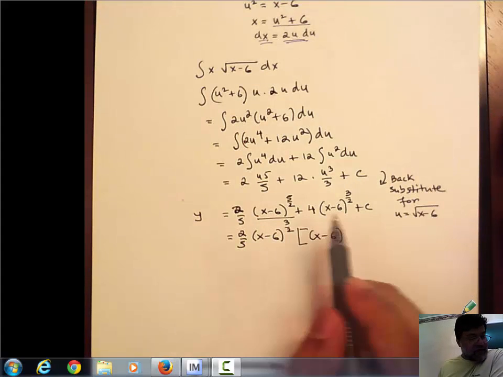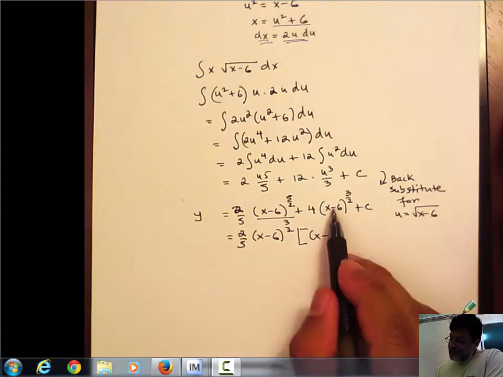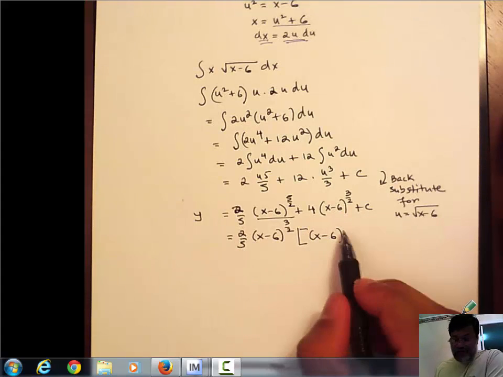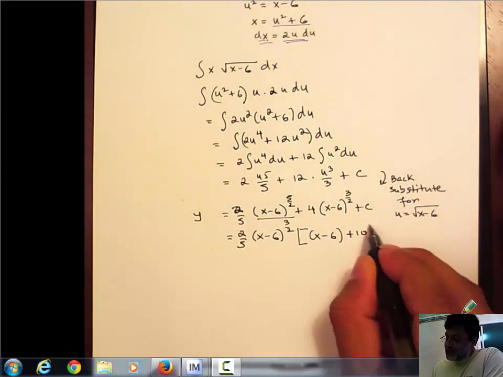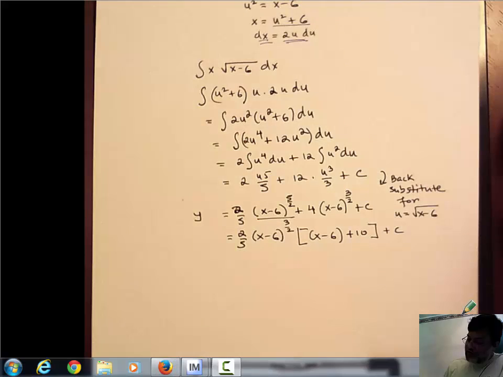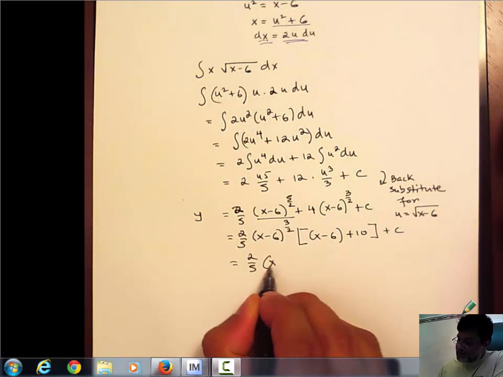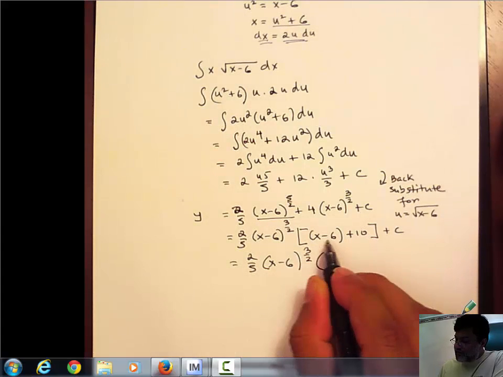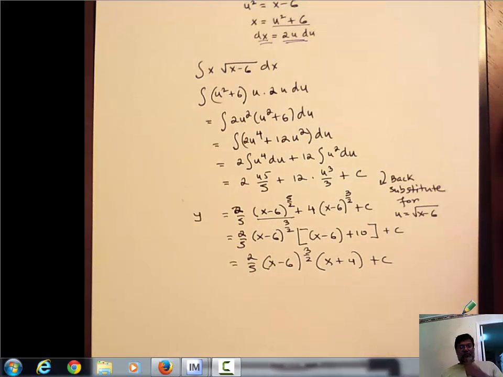Now you took 2/5 out, so what's left on the inside? Well, all of that is gone. How can I take out 2/5 and still have a 4? Well, that's plus 10. So just a little factoring here. Minus 6 plus 10 is plus 1. And now this is looking better already.